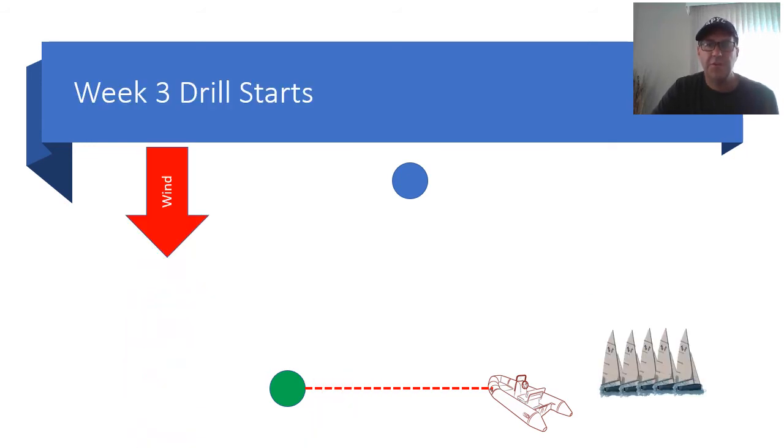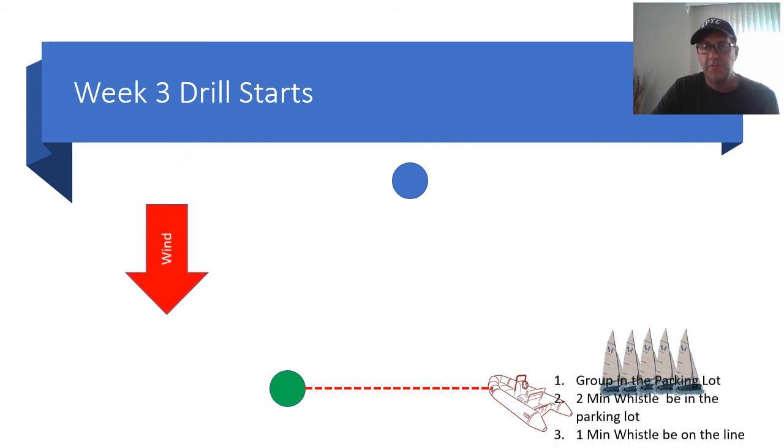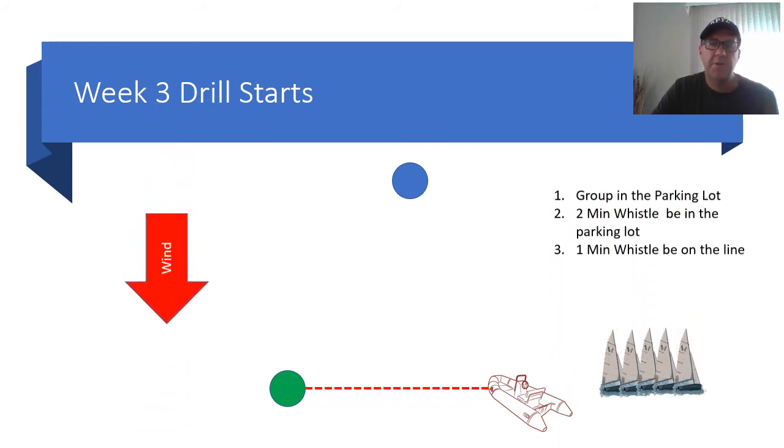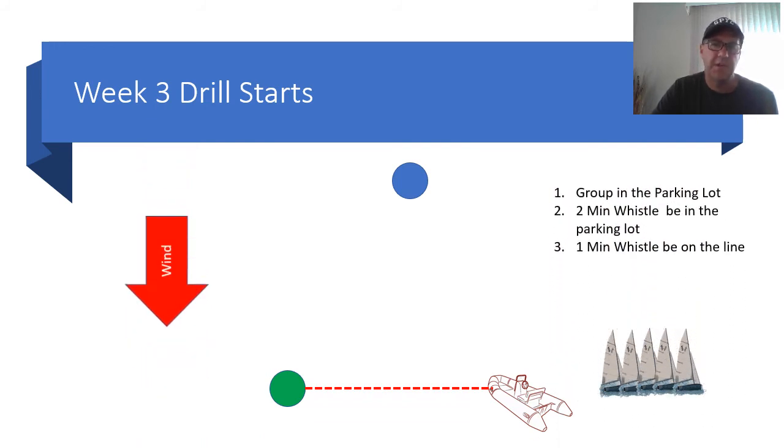Okay, so the drill that we're going to do this week. Wind direction, we'll have a start line set up. There may be a committee boat here. We may drop a mark and the committee boat might float, but we'll have a start line and a windward mark. So what I need you guys to do is group up in the parking lot. We just talked about that.